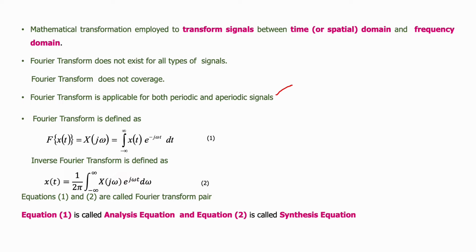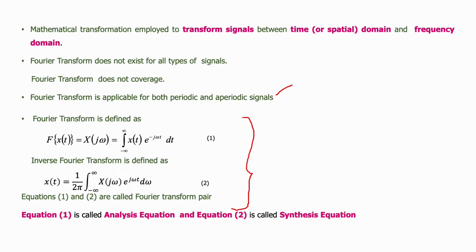So the Fourier transform is defined in two ways. One is F of x of t is equal to x of j omega is equal to integral minus infinity to plus infinity x of t e power minus j omega t dt. The relationship between Fourier transform and Laplace transform is x of s, where s is replaced by j omega, you will get x of j omega.